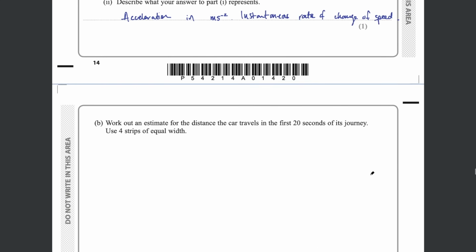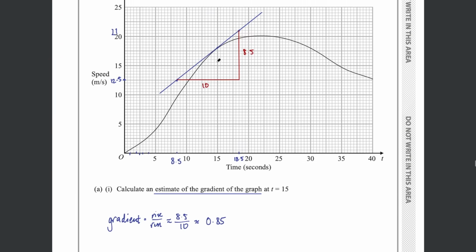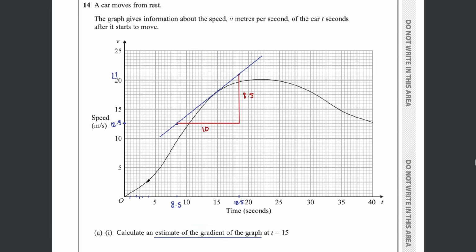Part B says work out an estimate for the distance the car travels in the first 20 seconds of its journey. Use 4 strips of equal width. So what do they mean by 4 strips of equal width? Well, when you're looking for the distance from a speed time graph, you're looking for the area under that graph. And the way we do this in GCSEs is to split the area up into equal parts. So for this one, I'm going to make 4 strips of equal width as they tell me at every 5 seconds. So the first shape will actually be a triangle because it starts at 0, 0.